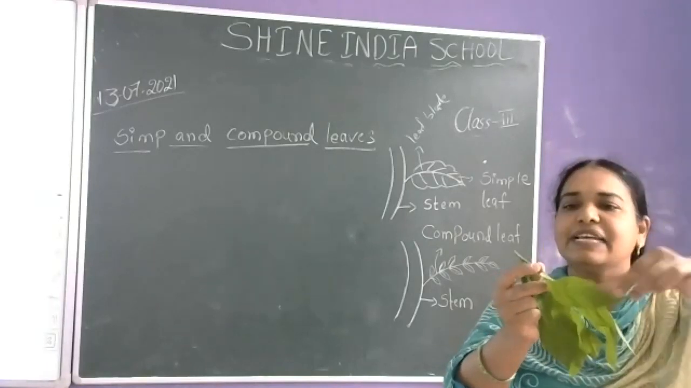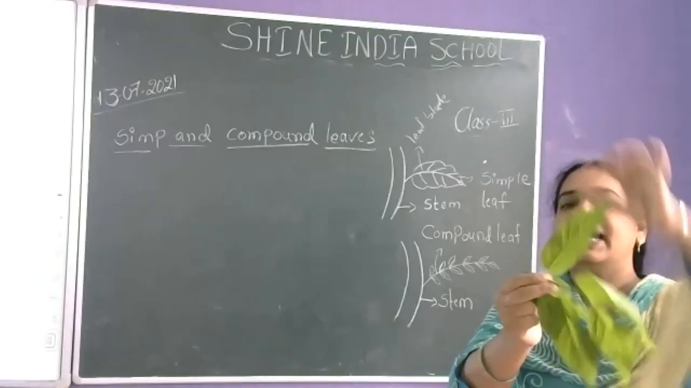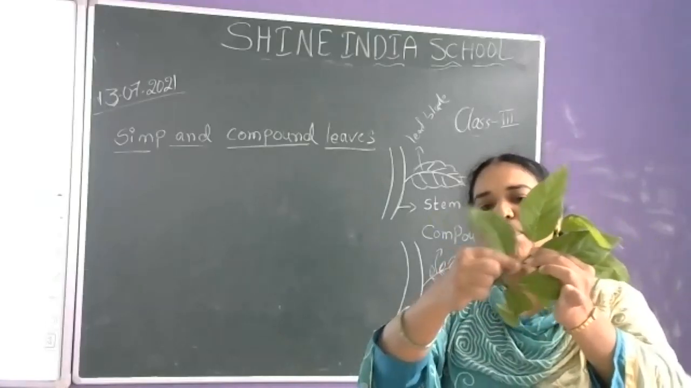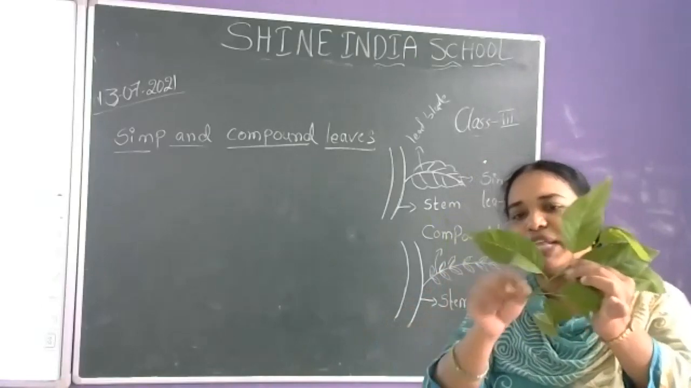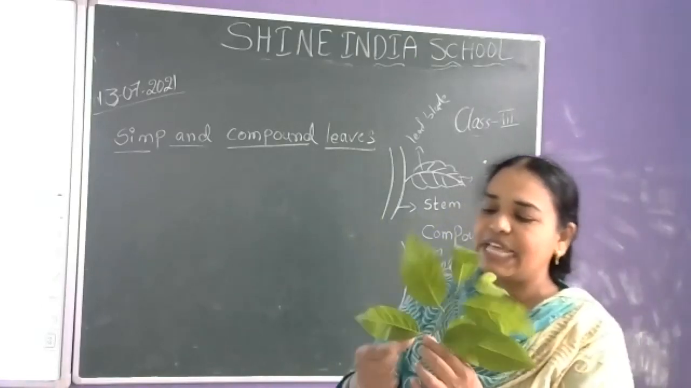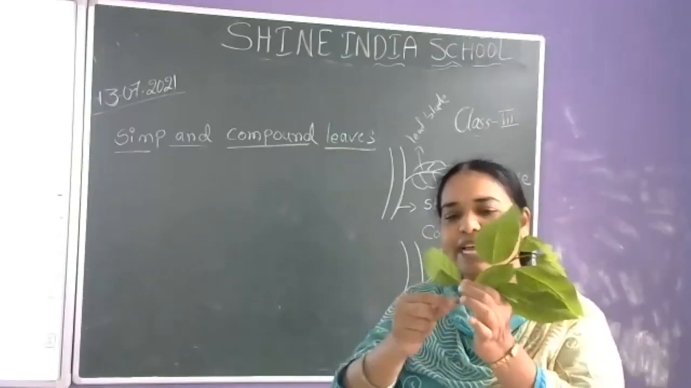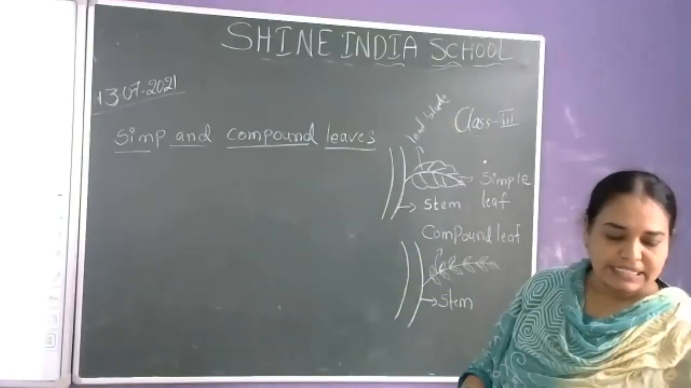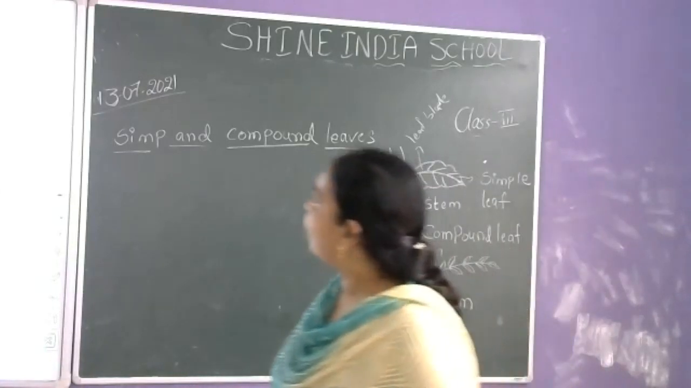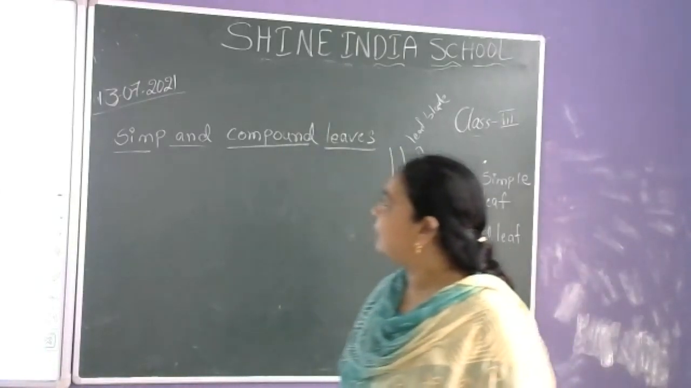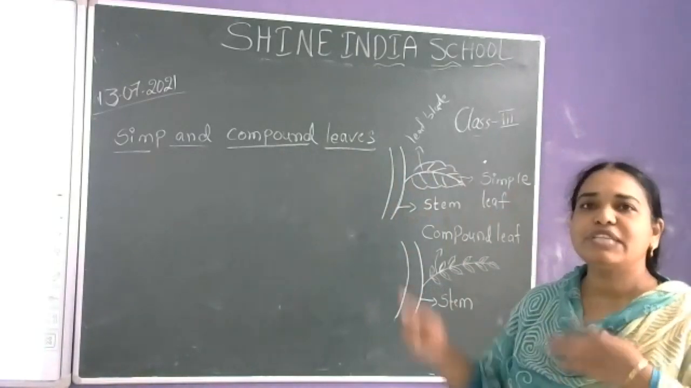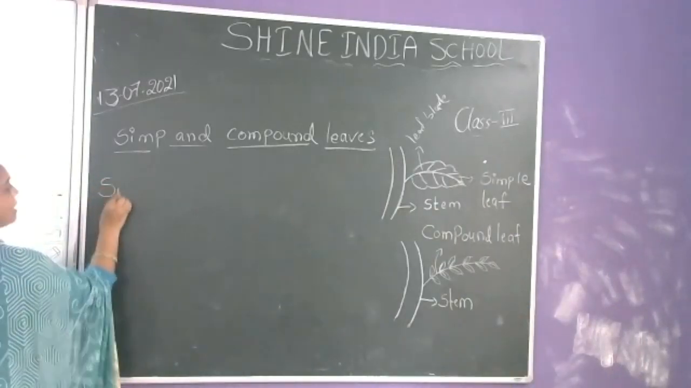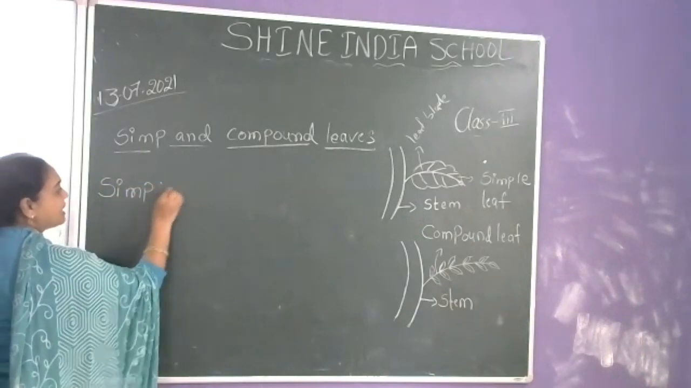It is a single blade. With the help of the leaf stalk, it is attached to the stem directly. So those are called the leaf which is having a single leaf blade. Simple leaves are nothing but the leaf which is having a single blade.